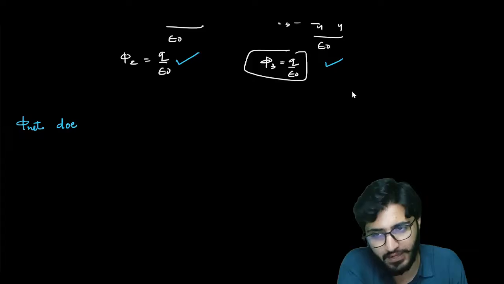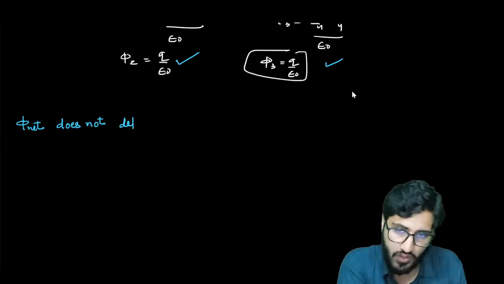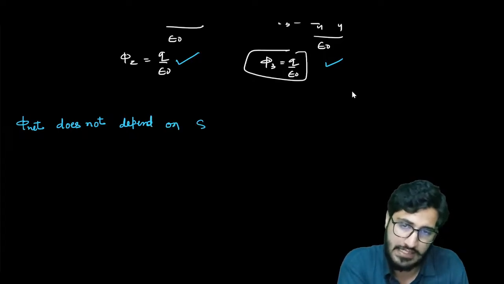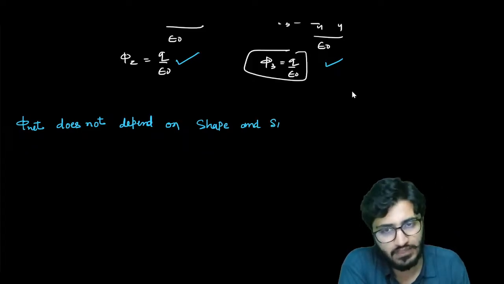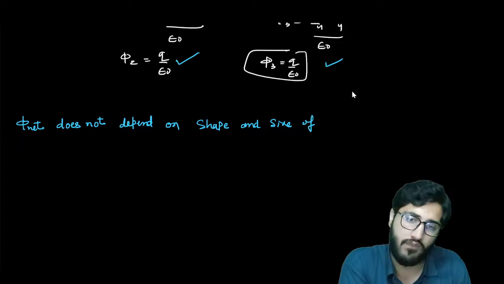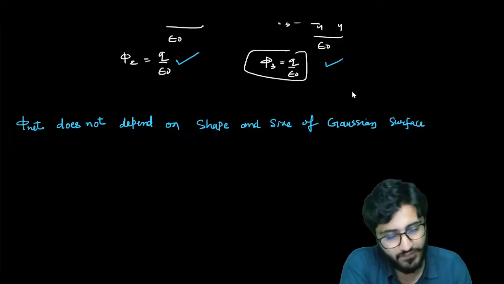does not depend on shape and size of surface, but that surface is a Gaussian surface. Gaussian surface means the surface on which we are applying Gauss's law.